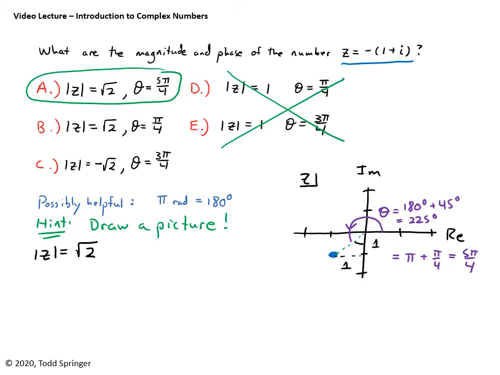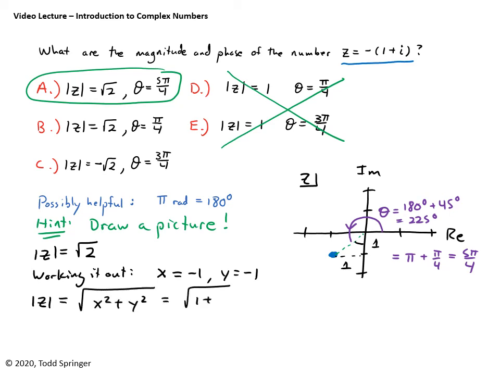Now, what if you tried to actually work it out? What would you get? Remember, I have x equal to minus 1, y equal to minus 1. So I would get the magnitude of z is the square root of x squared plus y squared, which is the square root of 1 plus 1, which is equal to the square root of 2. So that agrees.